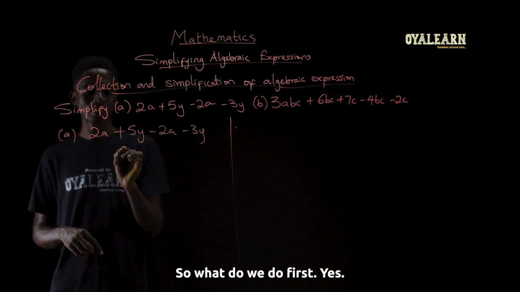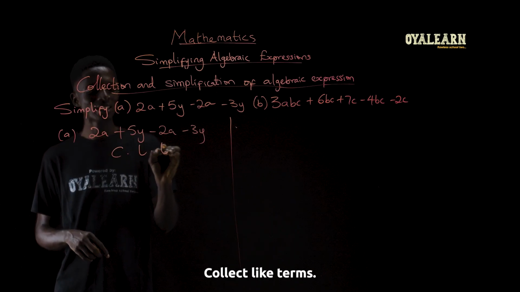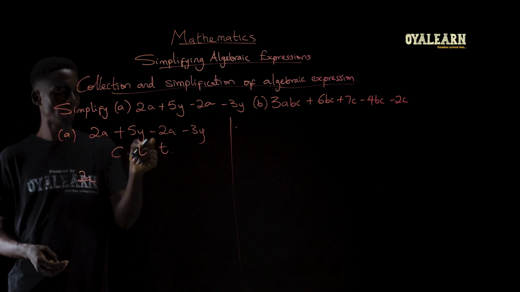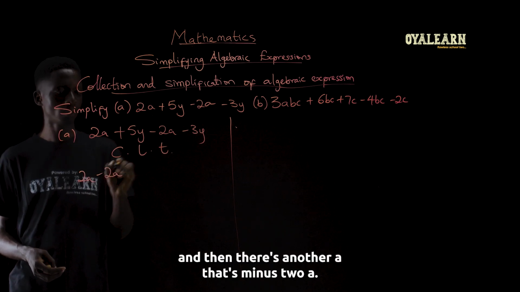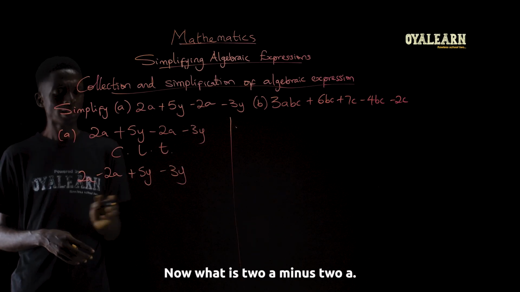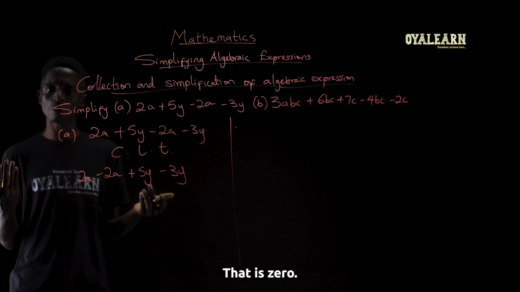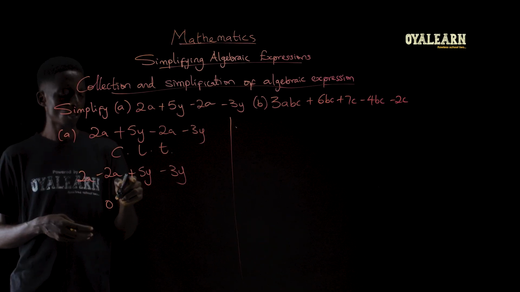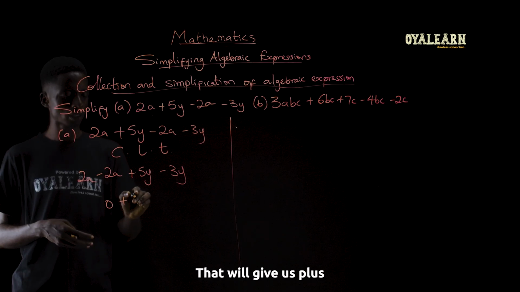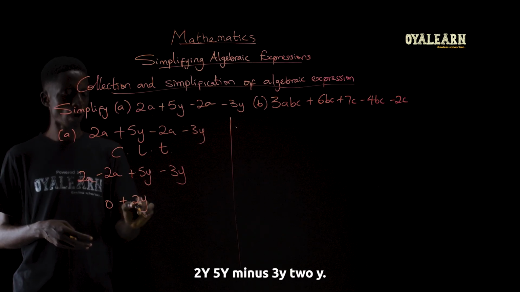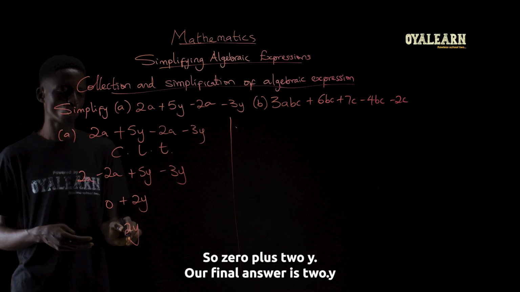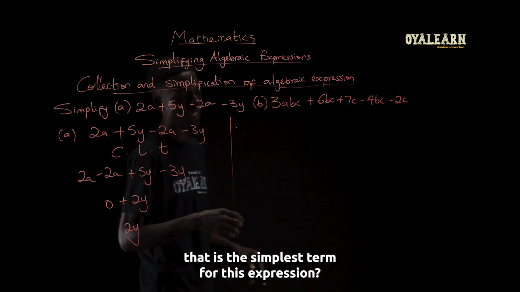So what do we do first? Yes, collect like terms. So when we collect like terms, we have 2a, and then this is another a, that's minus 2a. Now we have plus 5y minus 3y. Now what is 2a minus 2a? That is 0. Plus 5y minus 3y. That will give us plus 2y. 5y minus 3y is 2y. So 0 plus 2y, our final answer is 2y. That's the simplest term for this expression.